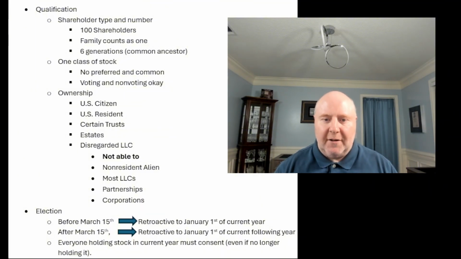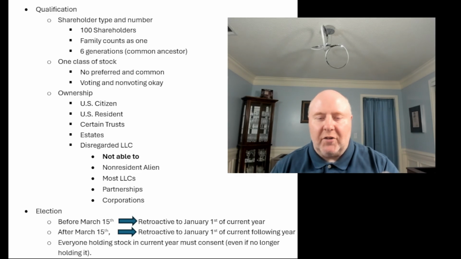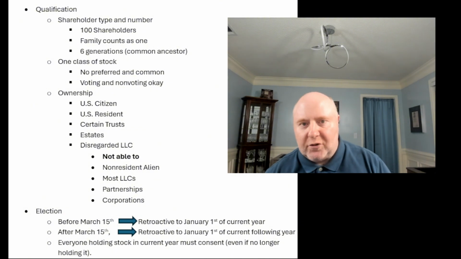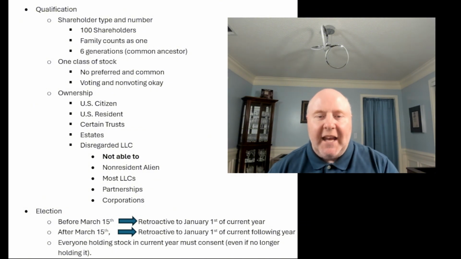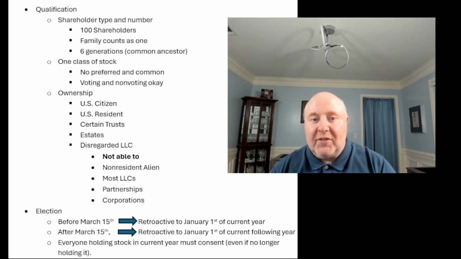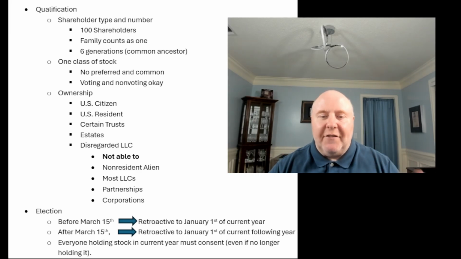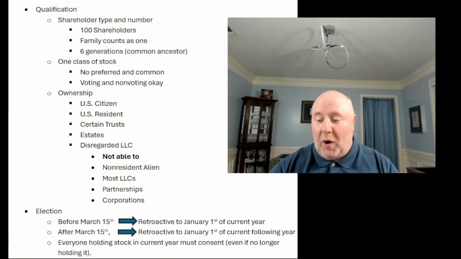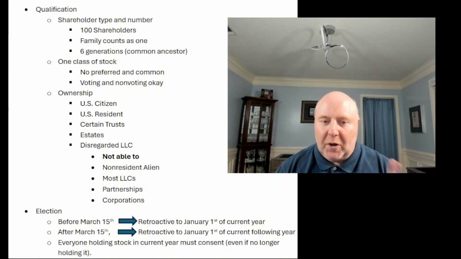All right, here's some other things that cannot. Non-resident aliens, partnerships, and corporations may not own shares in an S corporation. If a corporation acquires shares in an S corporation, then the S corporation is going to lose its election. It's going to terminate, right? Because you'll have an impermissible owner, and it will involuntarily terminate your S corporation. So they could acquire it, but it's going to ruin the S election. So just be aware of that.